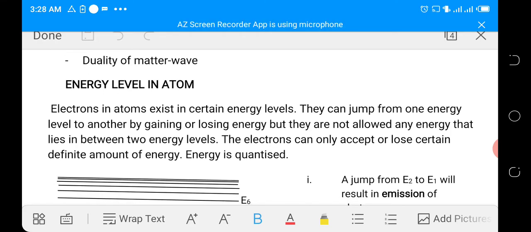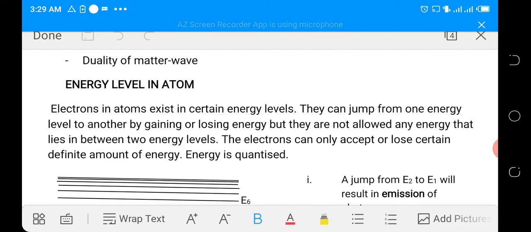Energy level in atom. Electrons in atoms exist in certain energy levels. They can jump from one energy level to another by gaining or losing energy, but they are not allowed any energy that lies in between the two energy levels. The electron can only accept or lose certain definite amounts of energy. In other words, we say the energy is quantized. The energy is quantized, it's discrete, it is not continuous. There are certain allowed energy levels that the electrons can occupy, so they are not allowed to be in between the allowed energy levels.